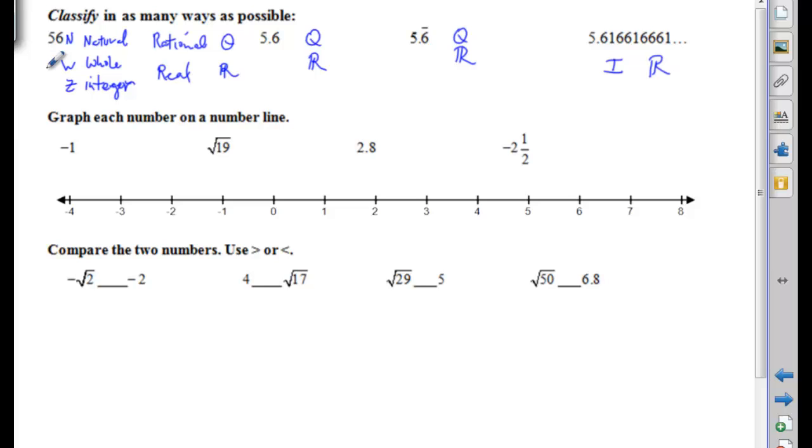How do you graph a number on the number line? If the number is an integer, then we just determine whether it's negative or positive. If it's not an integer, then we have to determine which integer our number is closest to.